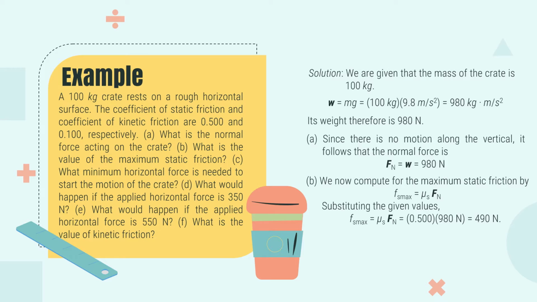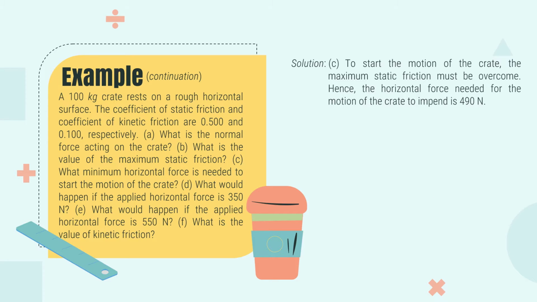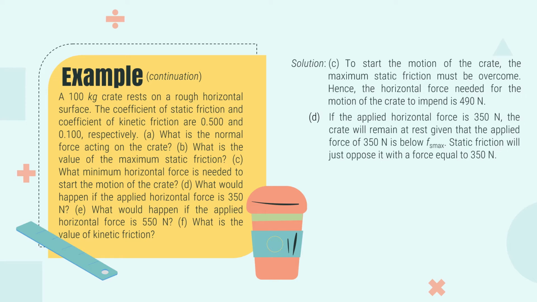We now compute for the maximum static friction by F sub s max is equal to mu sub s times F sub n. Substituting the given values, we have 5/10 times 980 Newton, which yields 490 Newton. To start the motion of the crate, the maximum static friction must be overcome. Hence, the horizontal force needed for the motion of the crate to impend is 490 Newton.